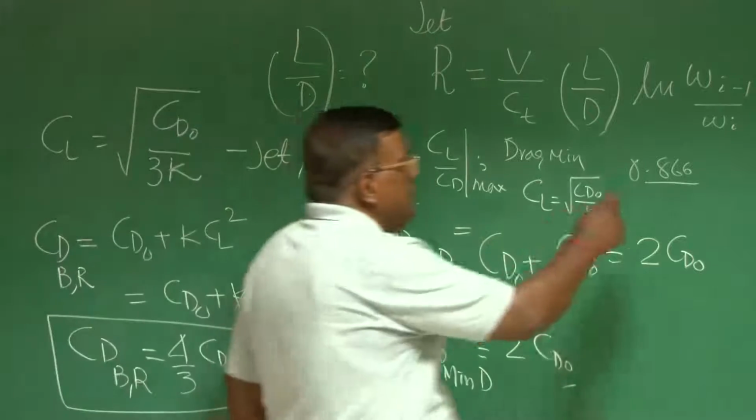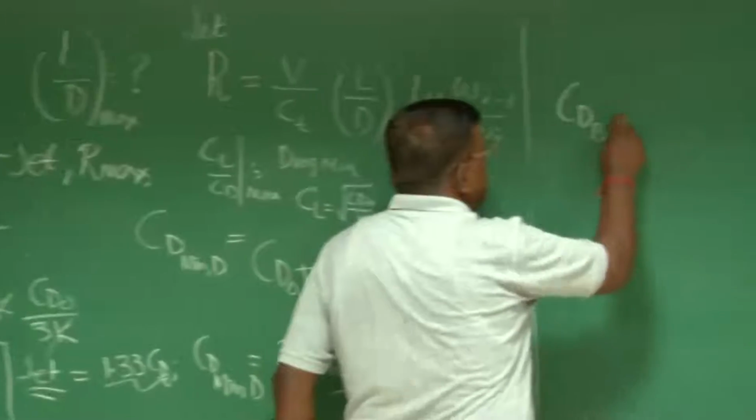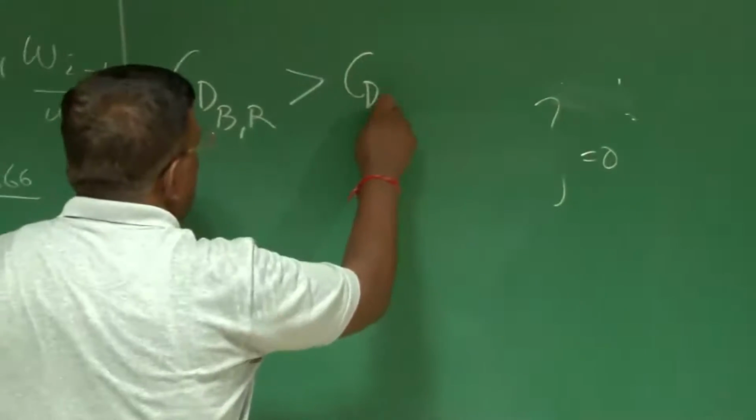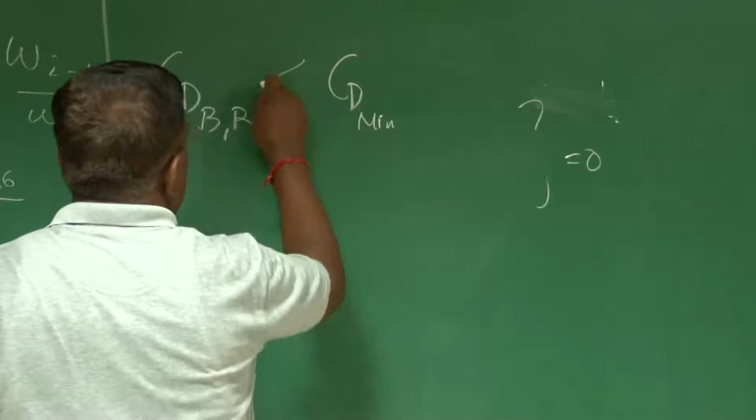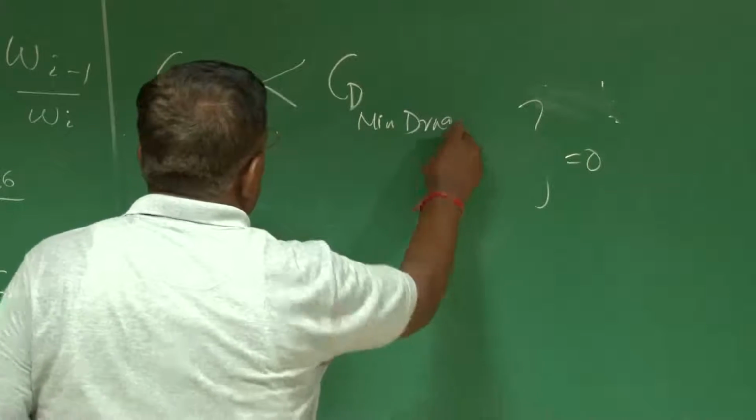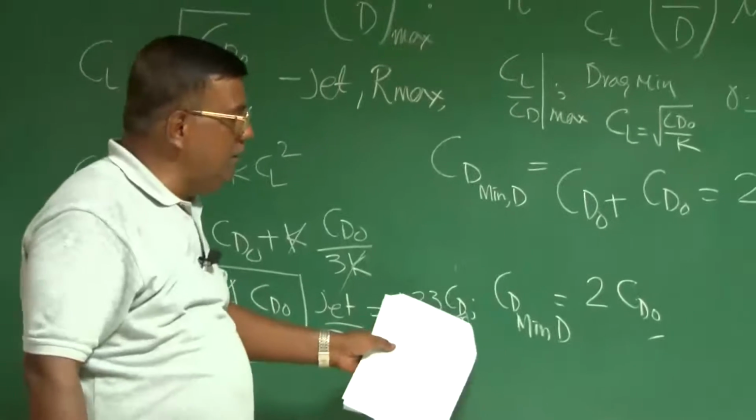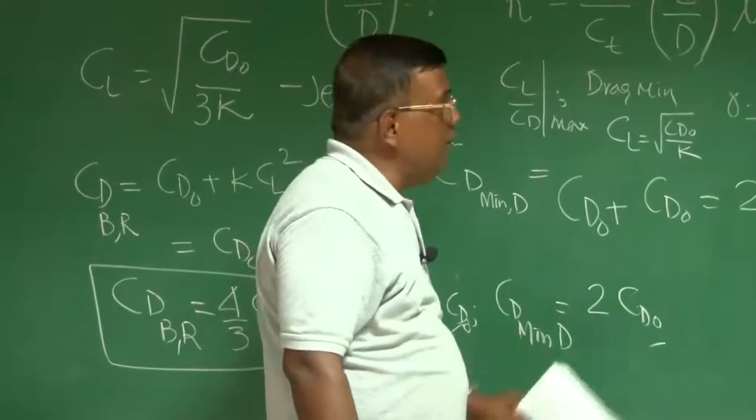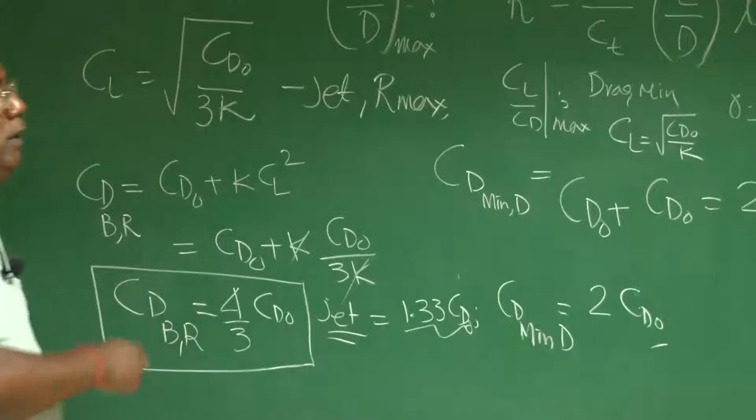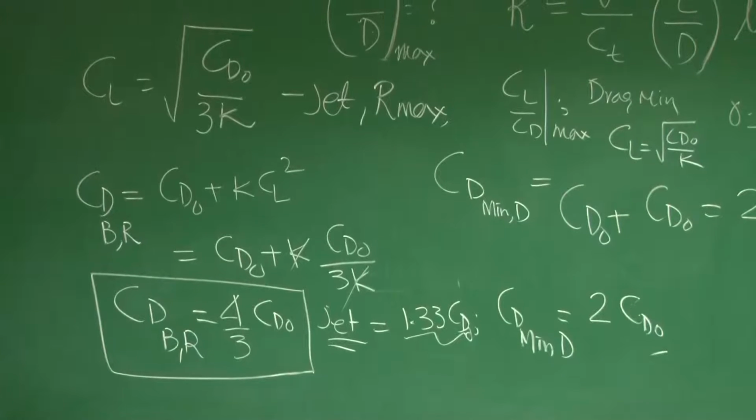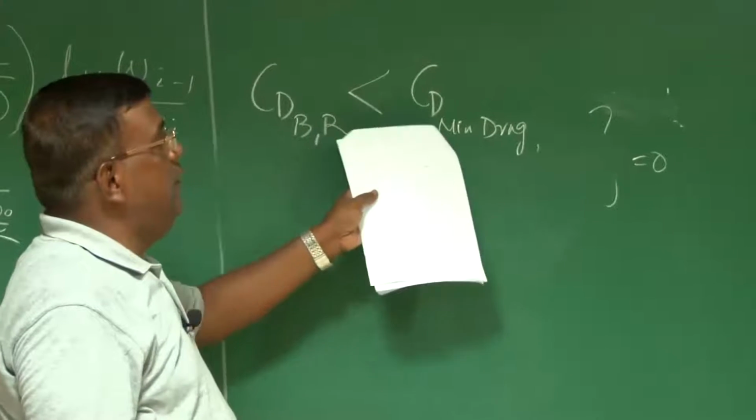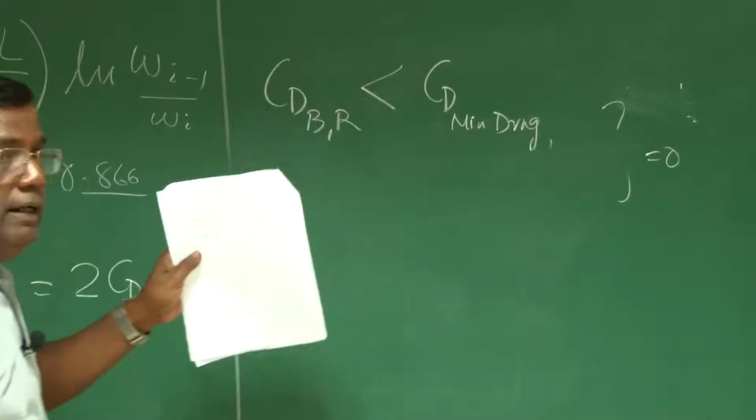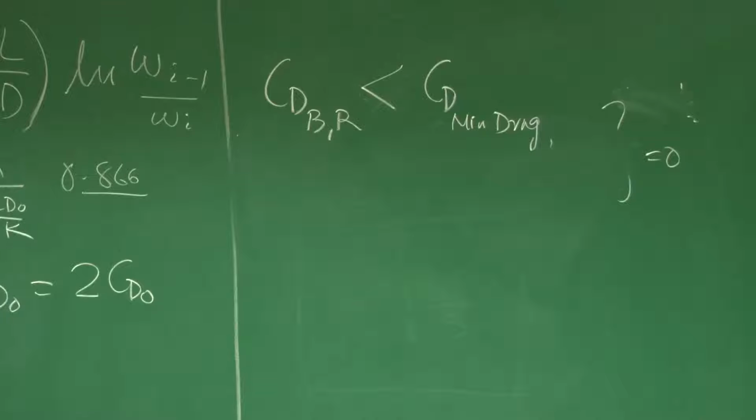Every step as a designer you have to check. This is fine. CD for best range is less than CD for minimum drag. This is fine because you are seeing here CD for best range is 1.33 times CD naught and CD for minimum drag is twice CD naught. But if you think here, it means the total drag to achieve best range will also be less than total drag experienced for minimum drag. That has to be checked. Why am I saying this?